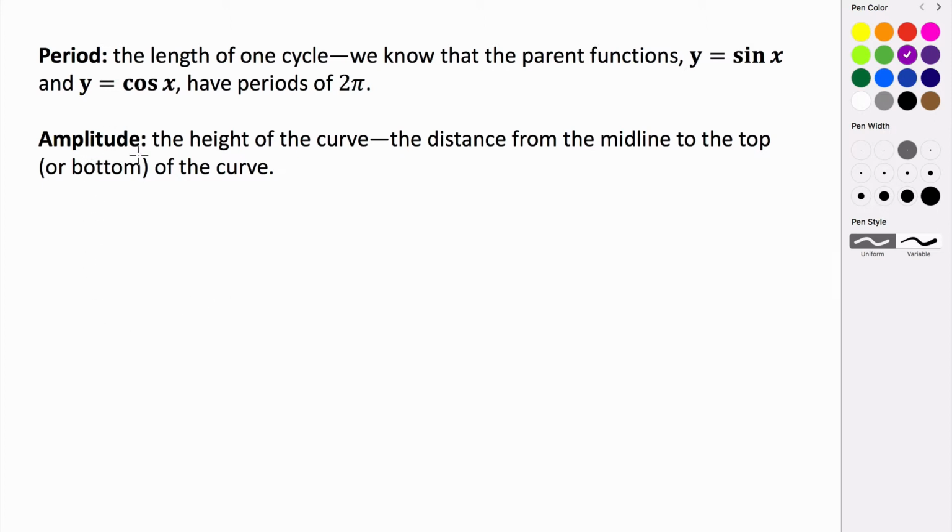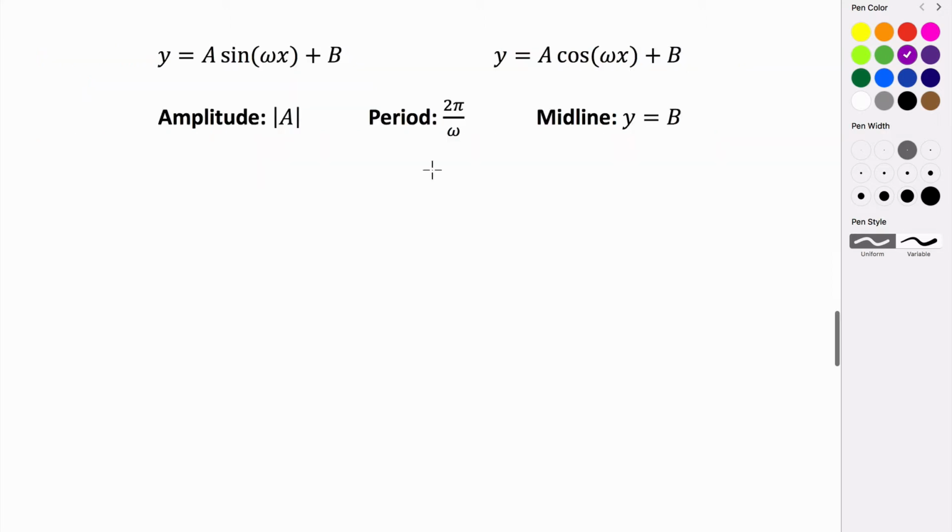And then the amplitude is just the height of our curve, or the distance from the midline of our curve to the top or bottom, to the maximum or minimum values. So let's take a look at how we can actually calculate these when given the equation.